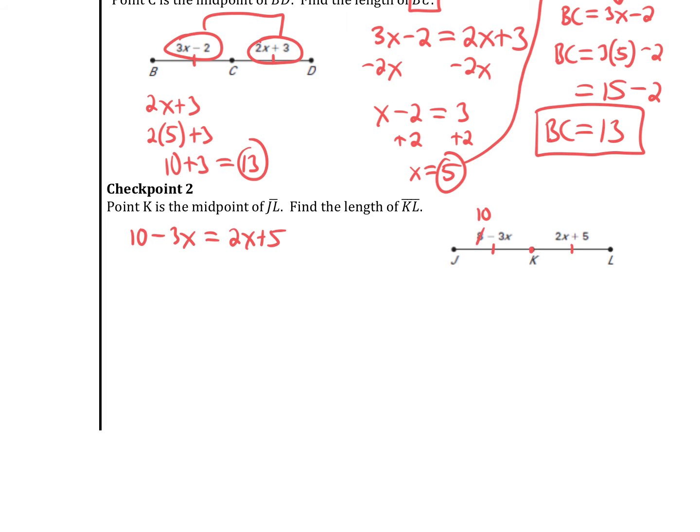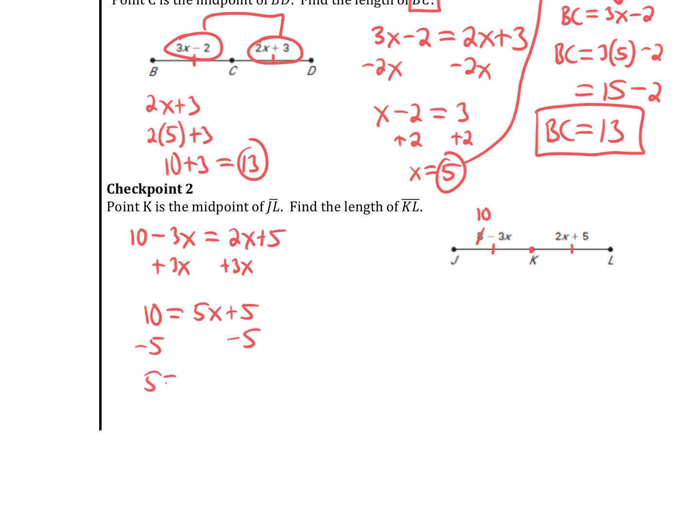So now we need to solve for x. How do we do that? I'm going to add 3x. So we get 10 equals 5x, 2x plus 3x is 5x, plus 5. Now what do we do? Minus 5.